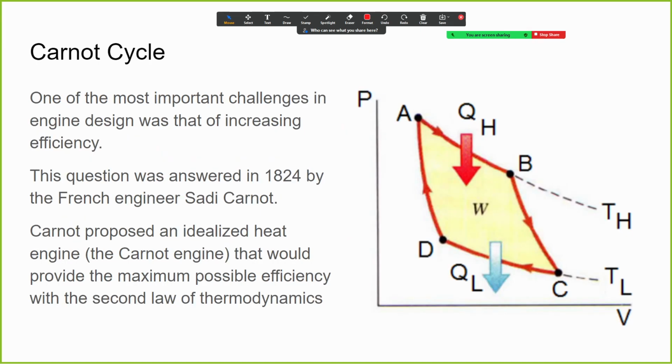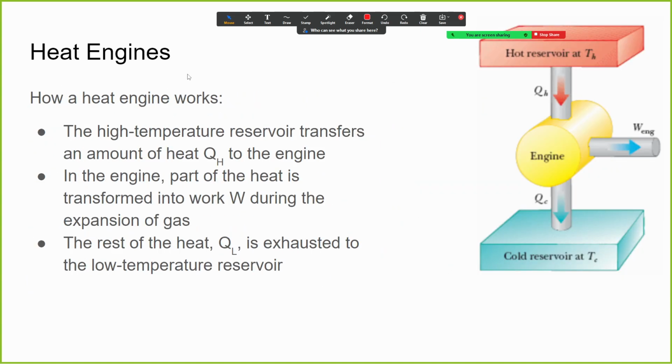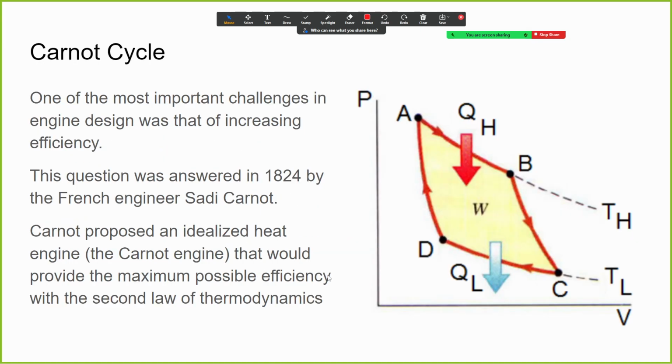So one of the really important challenges in engine design was increasing efficiency. So how, for example, do we get more QH out of this and more work that's actually usable out of the engine, and reduce the amount of QL that's exhausted to this lower temperature reservoir here? So with that in mind, that's where Sadi Carnot came in.